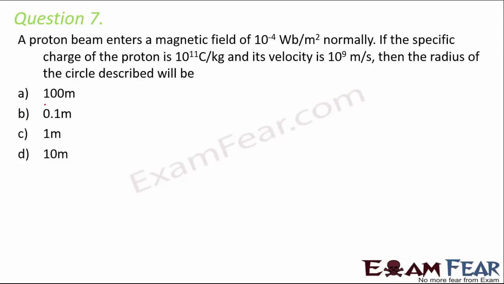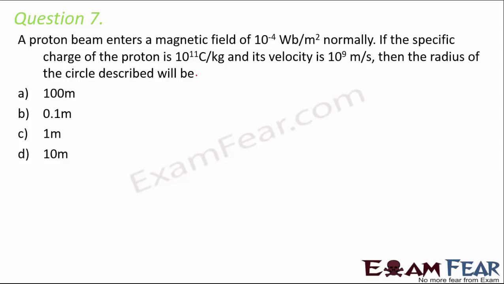Question number 7. A proton beam enters a magnetic field of 10 to the power minus 4 Weber per meter square. Normally, if the specific charge of the proton is 10 to the power 11 coulomb per kg and its velocity is 10 to the power 9 meter per second, then the radius of the circle described will be.